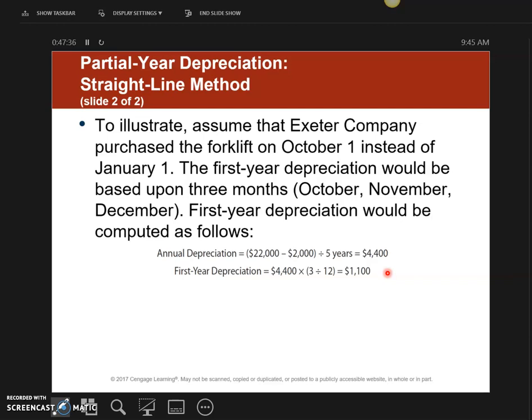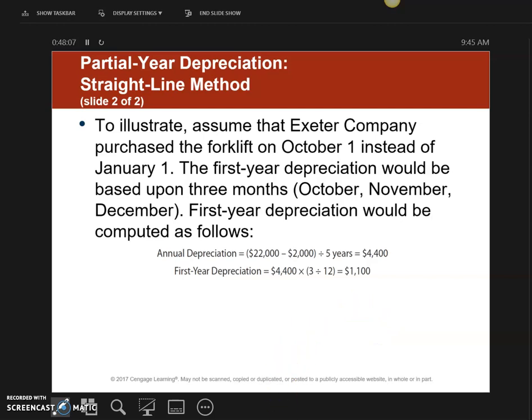Now remember, this was a 5-year depreciation. So in fact, I will still have a 6th year. Year 1 would be 1100. Years 2, 3, 4, and 5 would be the 4400, but I would have 9 months in year 6, which would be 3300, because the depreciation expense still has to equal $22,000. Okay, so just wanted you to know.